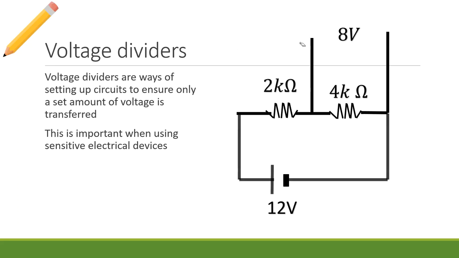So let's start with, what is a voltage divider and how do they work? Voltage dividers are ways of setting up circuits to ensure only a set amount of voltage is transferred. This is important when using sensitive electronic devices. So for example, you may have a torch which has a particular voltage that you want to go through. Or let's use something a bit different.